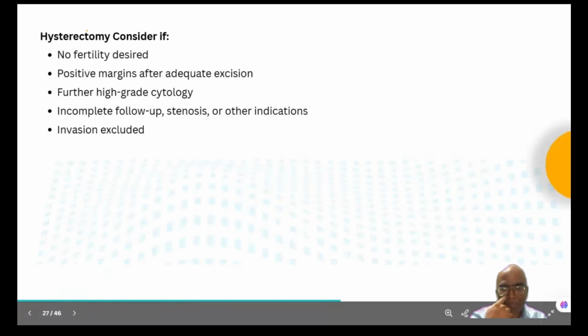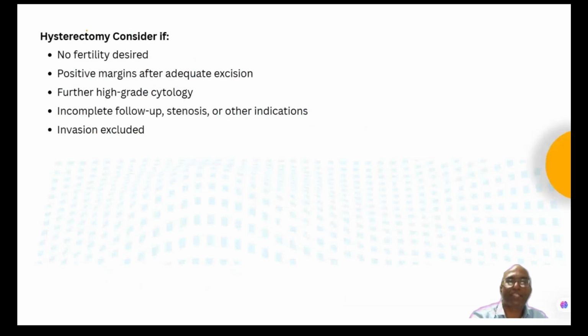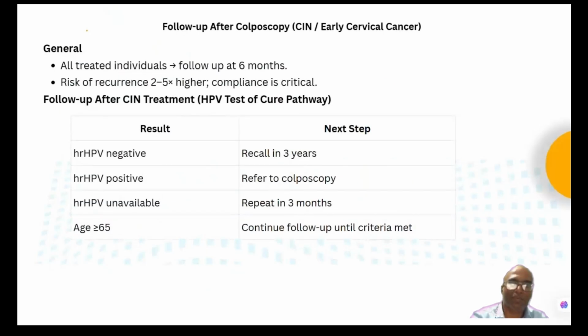Now, hysterectomy as an option. Hysterectomy can be considered if there is no desire for fertility, positive margins after adequate excision, you have excised but still the margins are positive, further high-grade cytology, incomplete follow-up, stenosis, or other indications, and invasion is excluded. If there is no invasion, fertility is not desired, but there is a positive margin, and the possibility of follow-up is less, in that particular case hysterectomy may be considered.